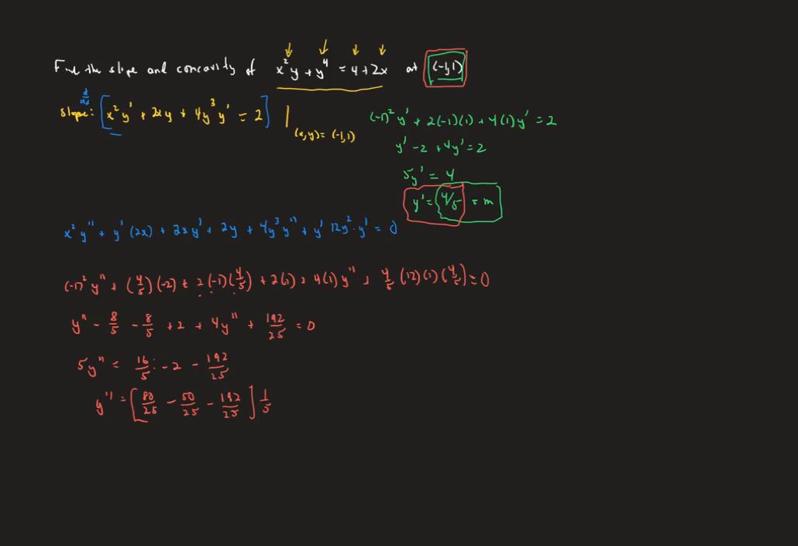If we are just looking for concavity, all we care about is the sign, and it looks to me like that y double prime is going to be negative. And that's enough for us to conclude that the original function must in fact be concave down. All right, very good. That was pretty fun.